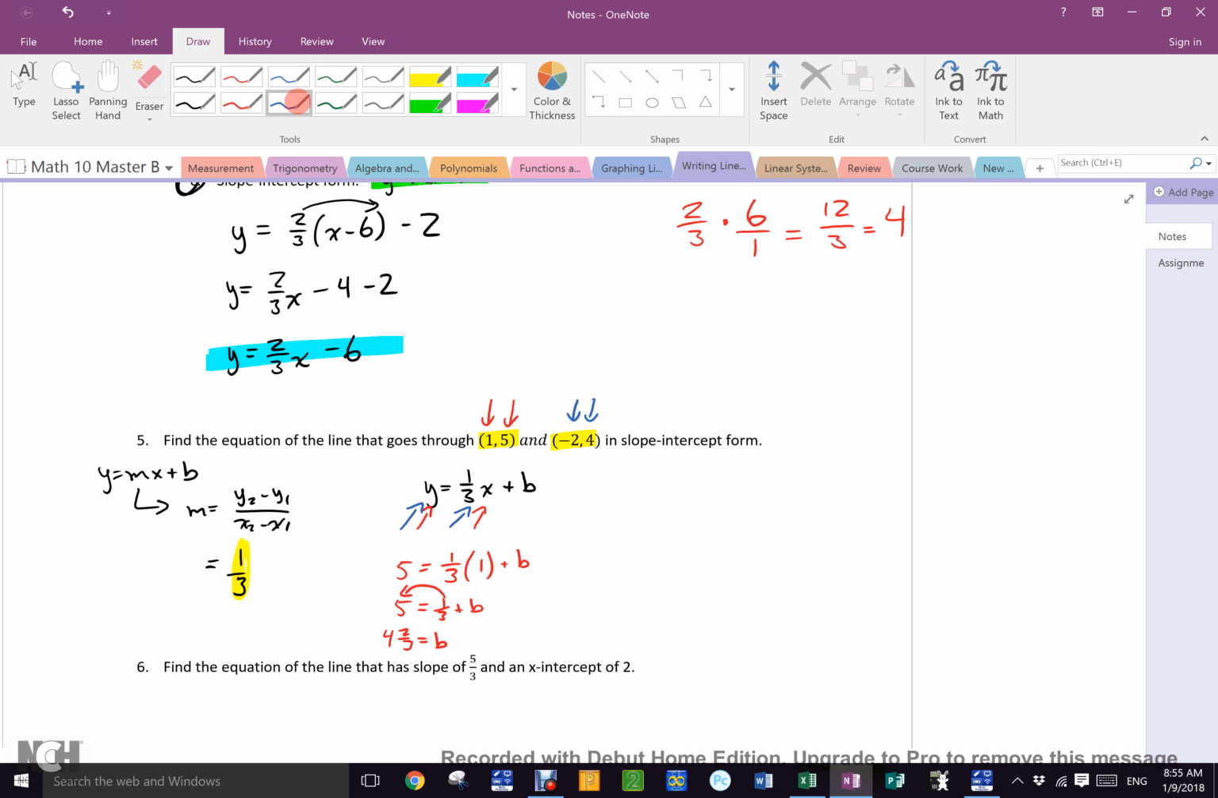What if I use the blue ones? What goes in for y? 4 equals 1/3 times what goes in for x? -2 plus b. 4 equals -2/3 plus b. When I bring that 2/3 over, what happens to that negative? It becomes positive, so I have 4 plus 2/3, which is 4 2/3 equals b. Same thing. Right?